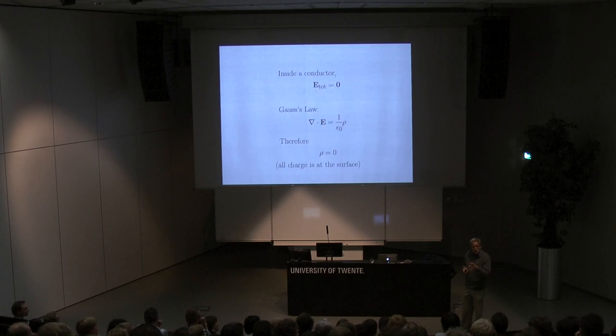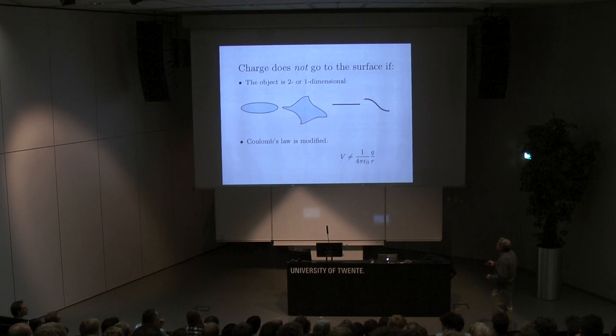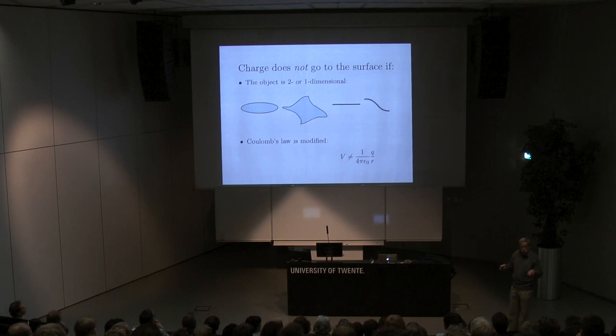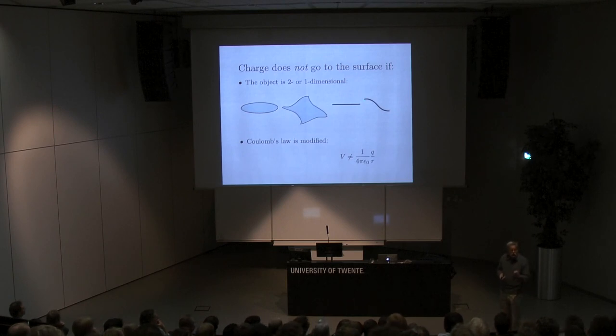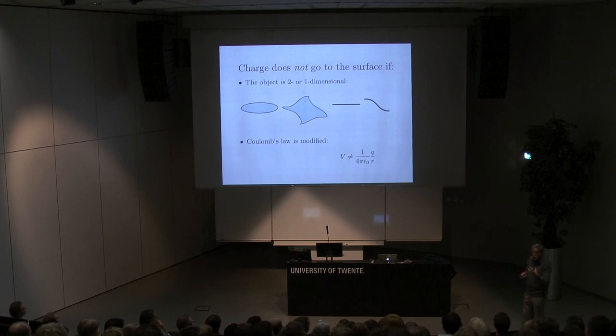But for a two-dimensional object, a disk, say, or a sheet, the charge doesn't all go to the periphery, which would be the analogous statement for the two-dimensional conductor. Or for a one-dimensional conductor, a needle or a noodle, the charge does not all go to the two ends. So the statement that charge on a conductor all goes to the surface depends critically on the three-dimensionality of the conductor.